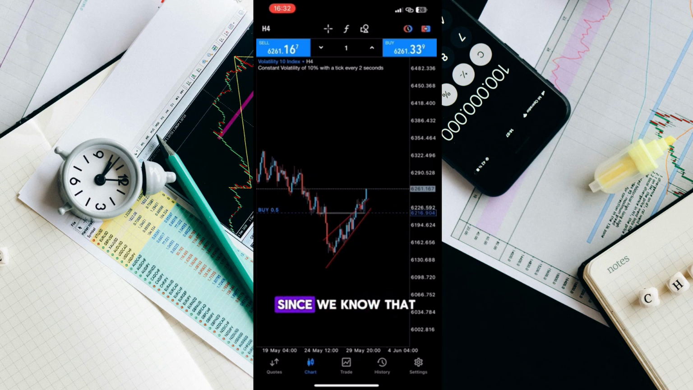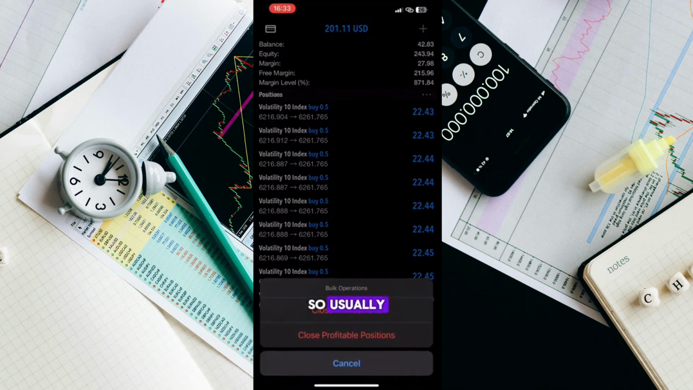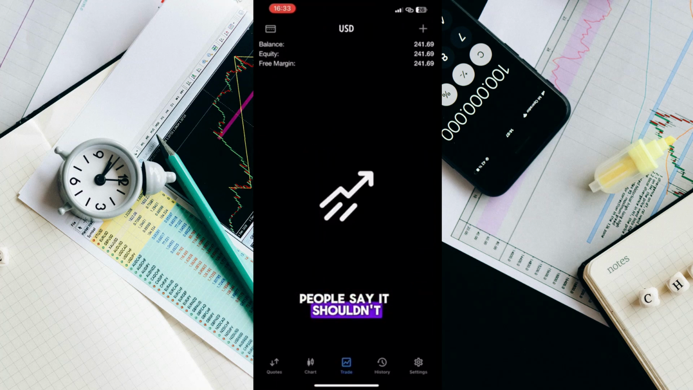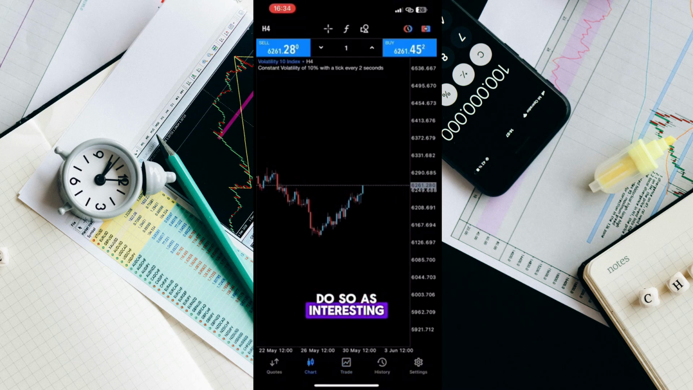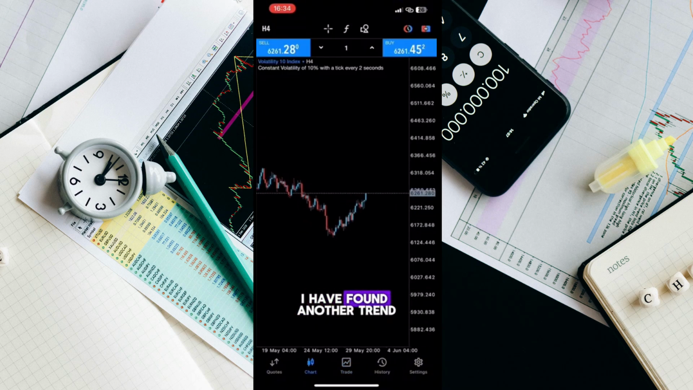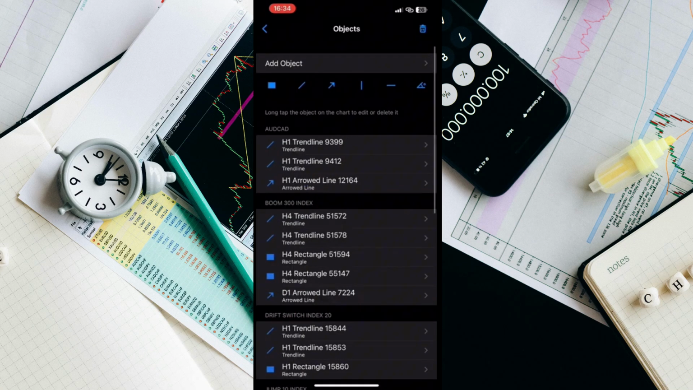However, since we know that the market is going to sell at some point, you can still enter this trade, but you'll be entering sells. So usually people say you shouldn't enter the same trade, but however, I am Forex Comrade. This is what I do. So as interesting as it is, I have found another trend in the same chart that I was trading before.